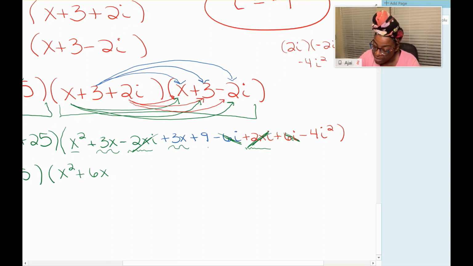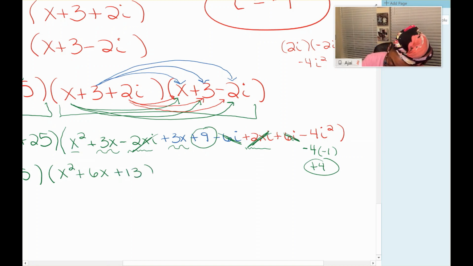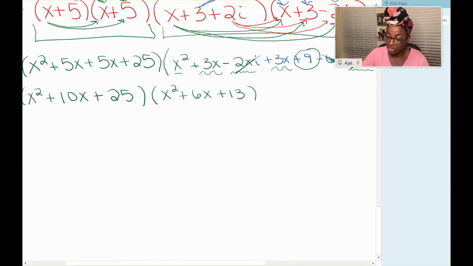And then I have a 9, but over here I have a negative 4i squared. What did we say i squared was equal to? We said it was equal to negative 1. So what's negative 4 times negative 1? That's going to give you positive 4 when you multiply them together. So what am I combining here? 9 plus 4. That's going to give you 13. Okay. Rewind this little part if you need to see this again. If you don't accept this, rewind it, look at it again, make it make sense, ask questions.